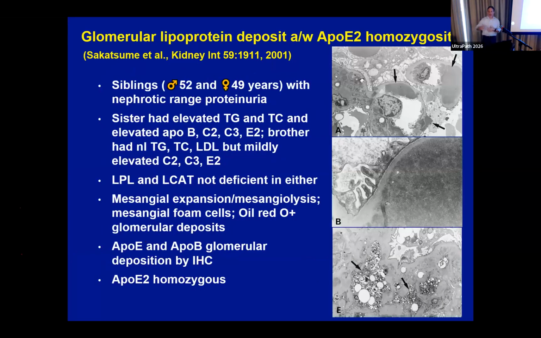So I told you there was another diagnosis I considered. This was based on a paper that came out about 25 years ago. This was also from Japan. This was reported by two siblings. The one sibling had hyperlipidemia, and the other didn't. They had proteinuria, heavy proteinuria, and their lipoprotein lipase and LCAT levels were all fine, but they had this mesangial expansion, this sort of variegated appearance, mesangial foam cells, and oil red positive glomerular deposits. And these patients also had ApoE deposits, and they were ApoE2 homozygotes.